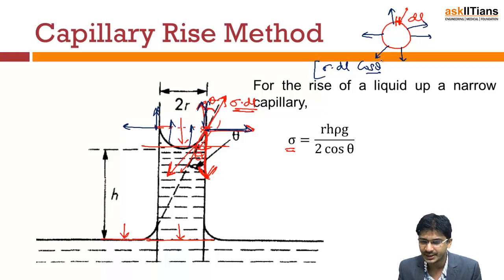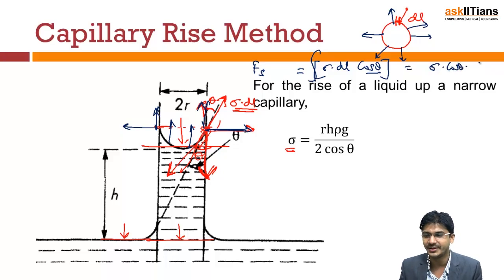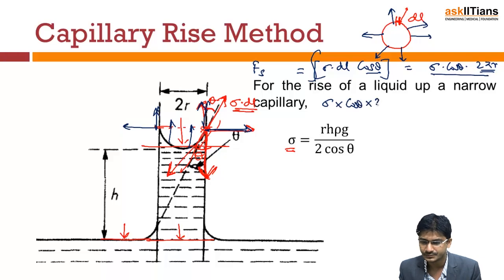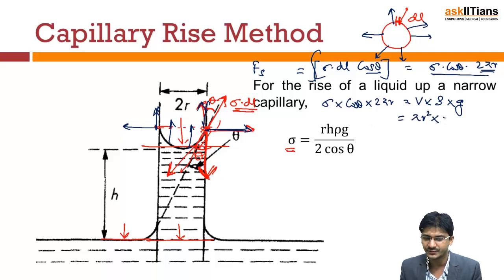So when you find out the net force due to surface tension, its integral will be sigma cos theta, which is a constant, and the integration of dl will be 2 pi r throughout the circumference. If you balance this again, you will have sigma into cos theta into 2 pi r equal to the weight of this column. The weight of this column is volume into density into g. Volume is the area of cross section, pi r square, into the height of the liquid, h.